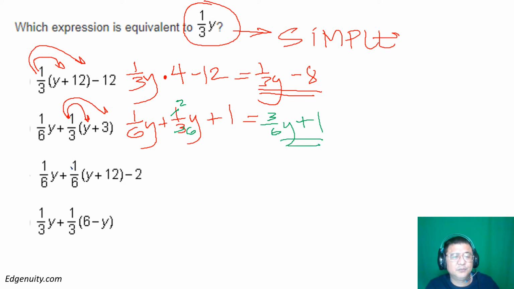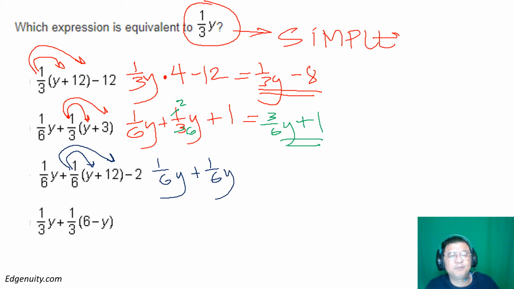Let's do our distributive. Okay, let's copy the original first. 1/6 y, 1 plus 1/6 y. All right, and then 1/6 times 12. 1/6 of 12 is 2. All right, just multiply them, and then minus 2. Okay, what's next?